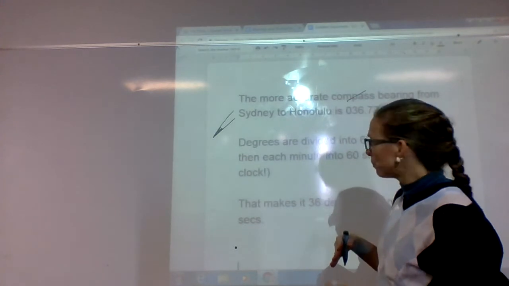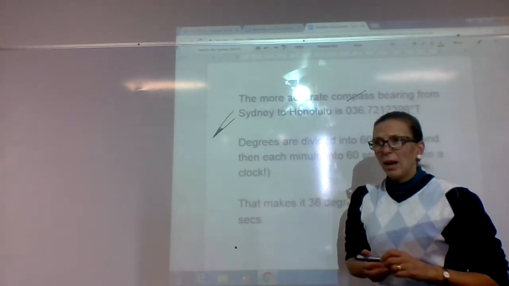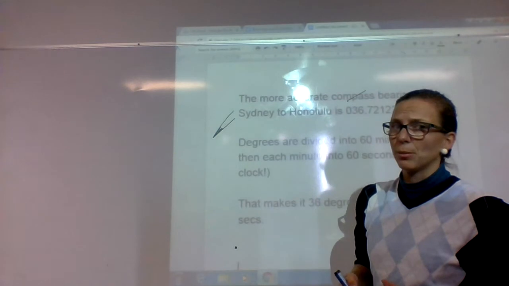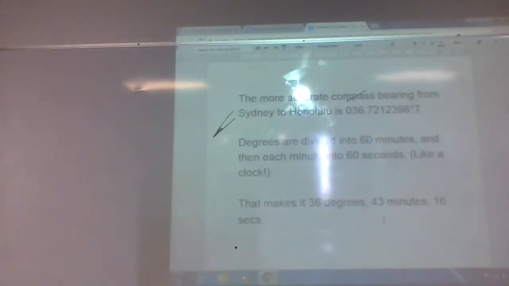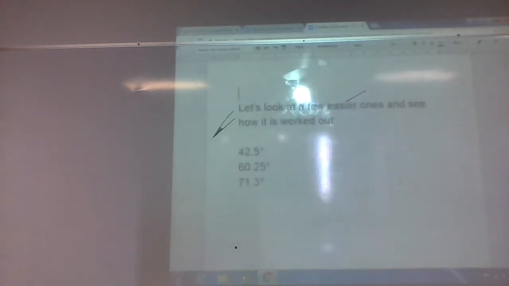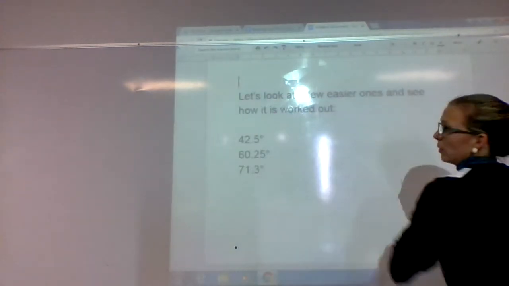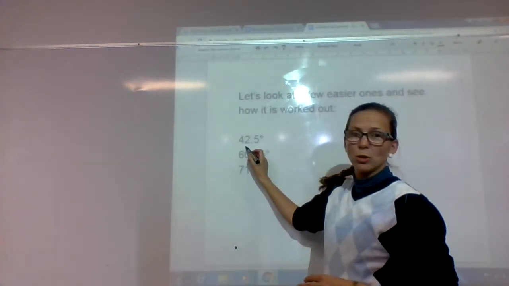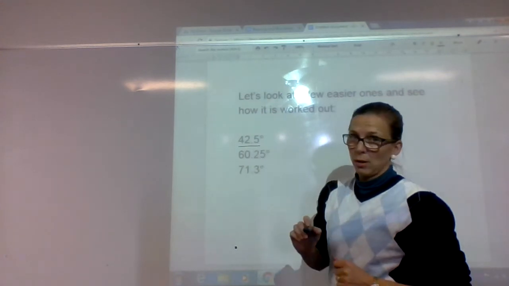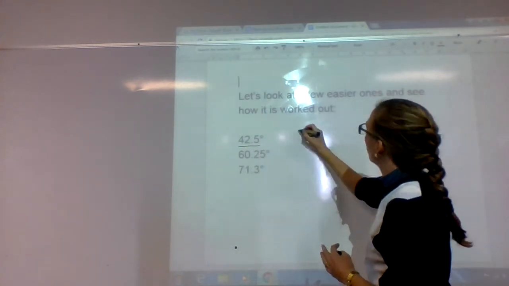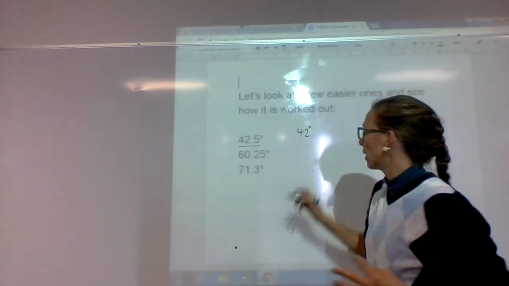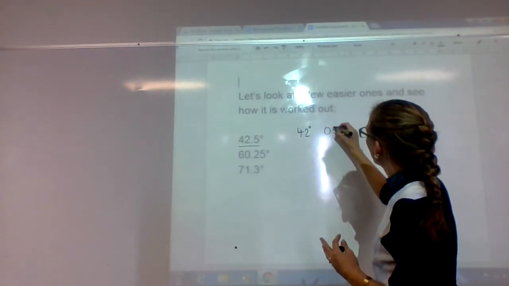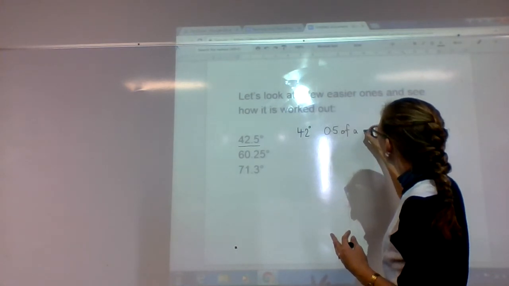But how does that work? Well, let's look at a couple of easier examples to begin with, and it might help you. Just bear with me while I scroll. Okay. So if we look at 42.5 degrees, that means we've got 42 degrees and half a degree, 0.5 of a degree.